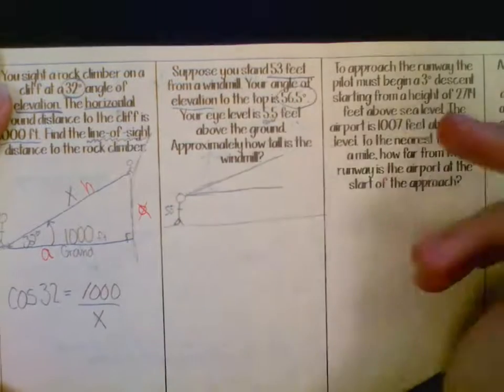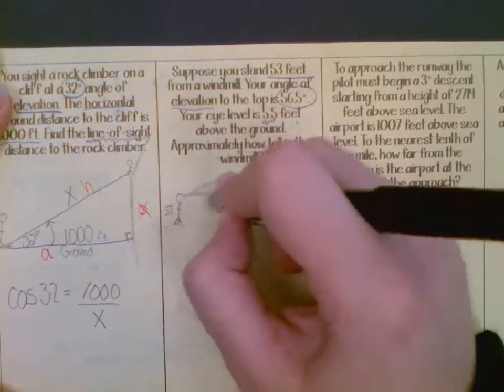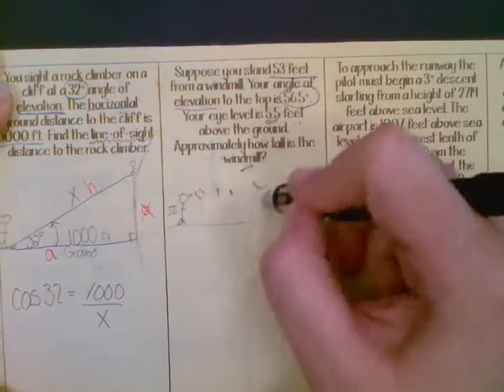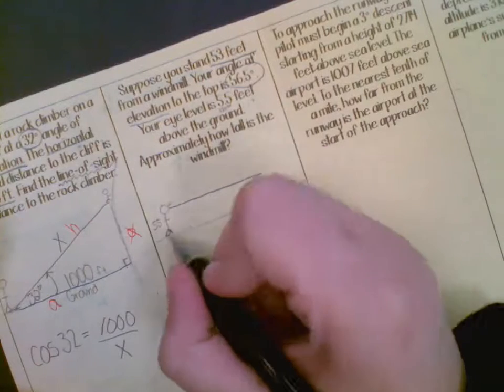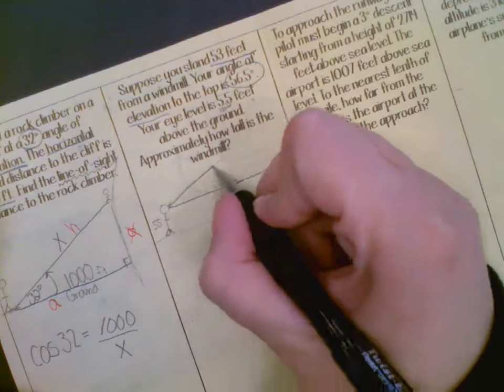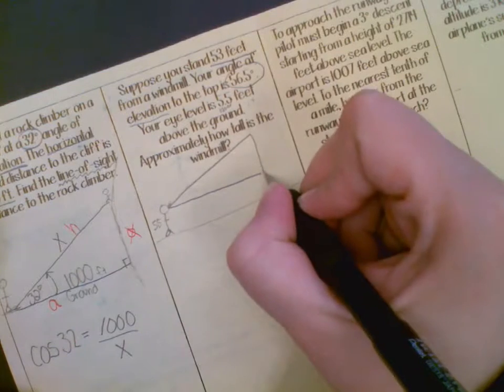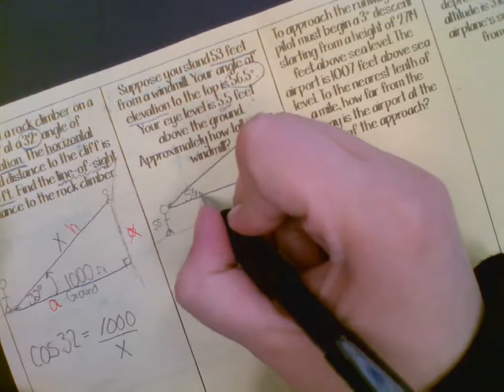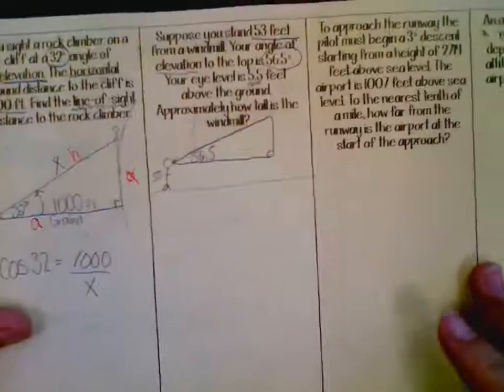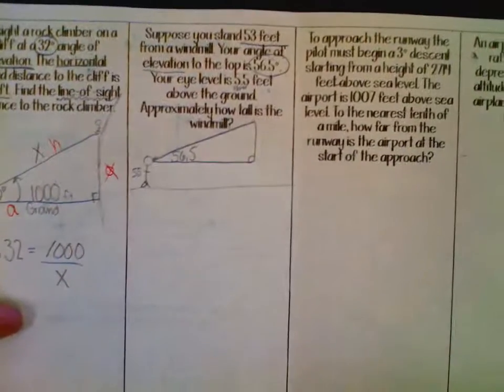So this is where our angle would go. I'm going to clean that up a little bit. Okay, so if they tell you what your eye level is, then that means that you have that extra number, that 5.5, to take into account for your problem. Okay, so your triangle is kind of floating in the middle of the air.